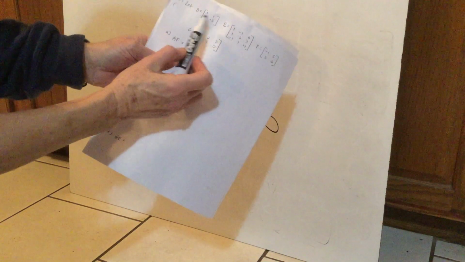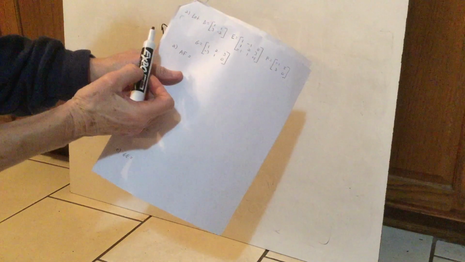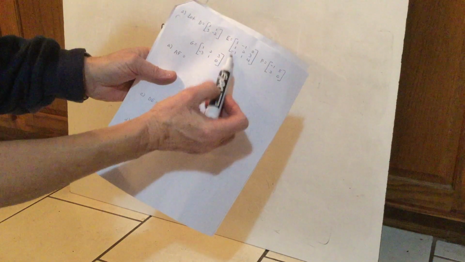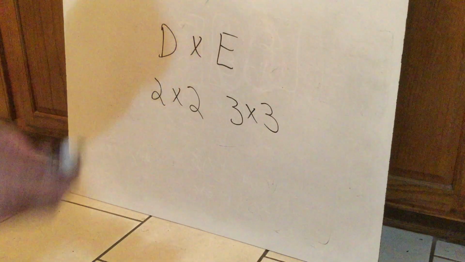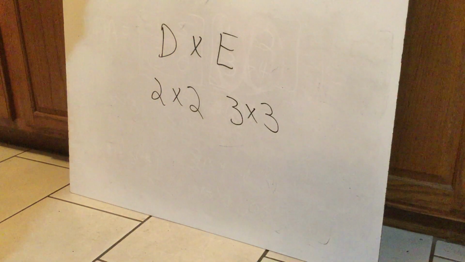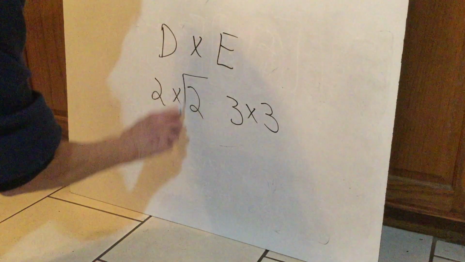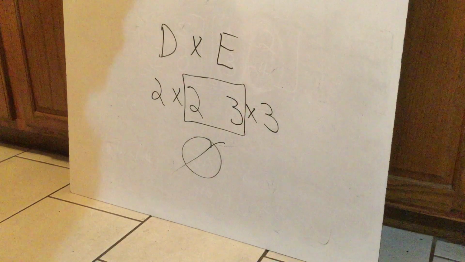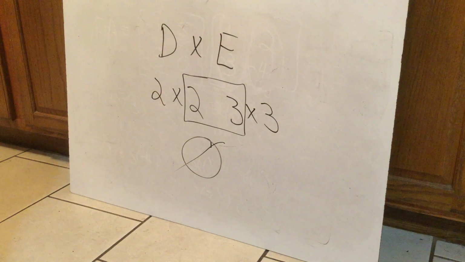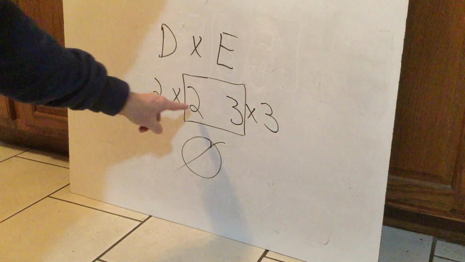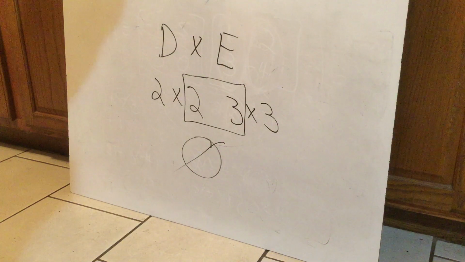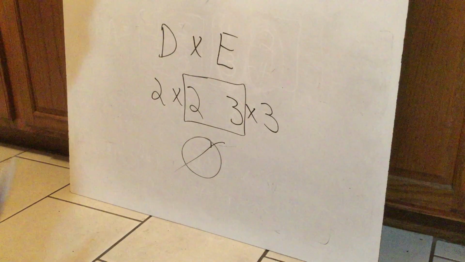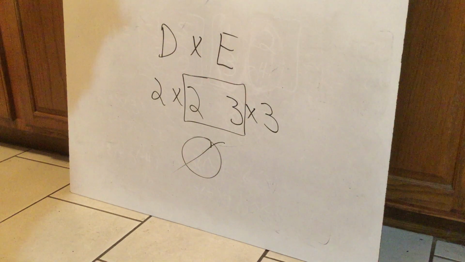So D has 2 rows and 2 columns. E has 3 rows and 3 columns. Now, they're both nice little square matrices, and that's awesome. But are they multipliable? No, my friends, they aren't multipliable, because what is the rule for multiplication? The inside dimensions must match. They don't match.